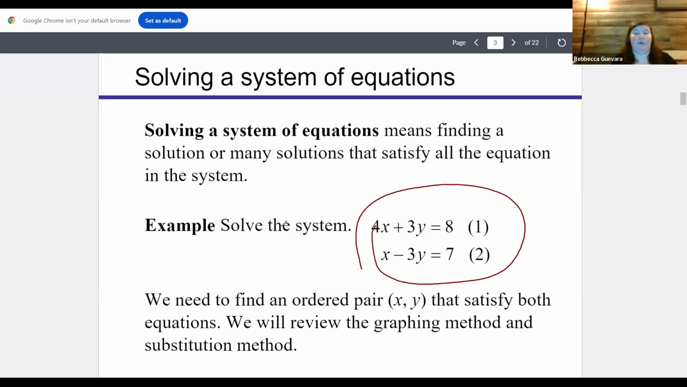First we're going to review the graphing method and the substitution method, just to quickly get that in your head, and then we're going to do the elimination method. So we're doing a lot of review right now.